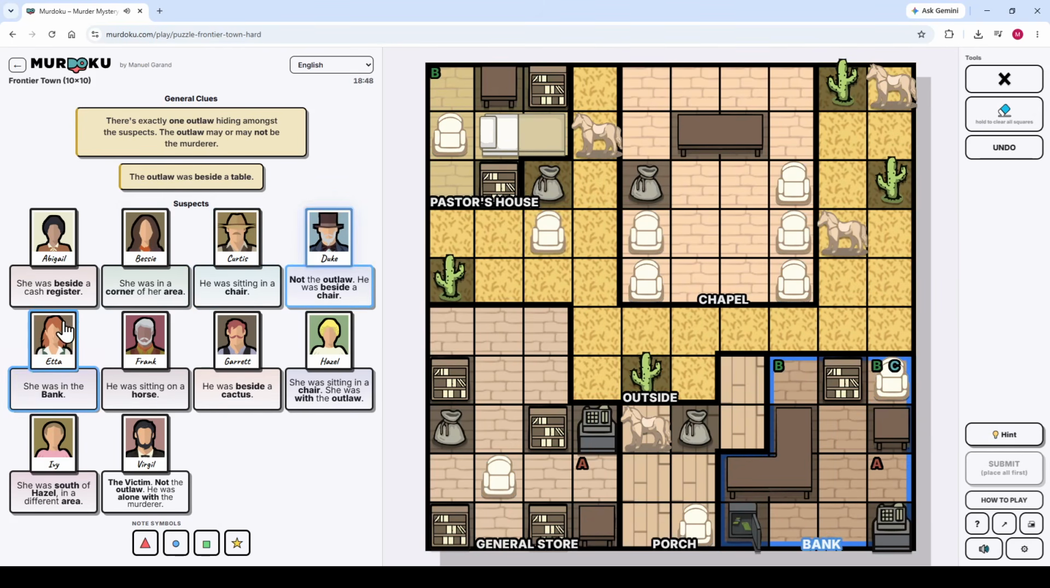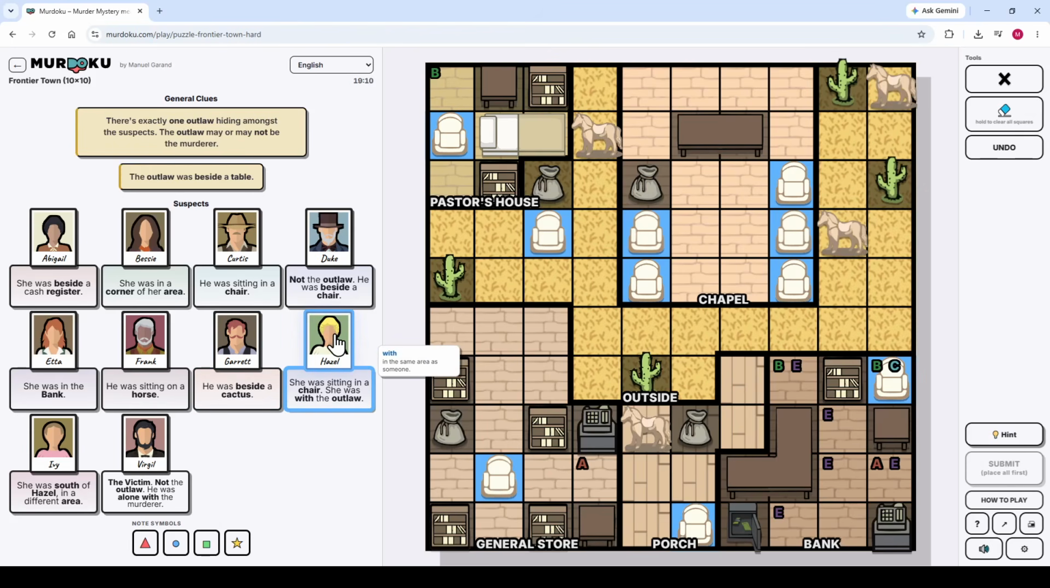Duke, not the outlaw. Etta, she was in the bank, so she can be in any of these squares as the outlaw. Frank, he was sitting on a horse and there's no horse beside the table, so it's not F. G, he was beside a cactus and there's no table outside, so it cannot be G. And now H, very important clue. She cannot be the outlaw, first of all.